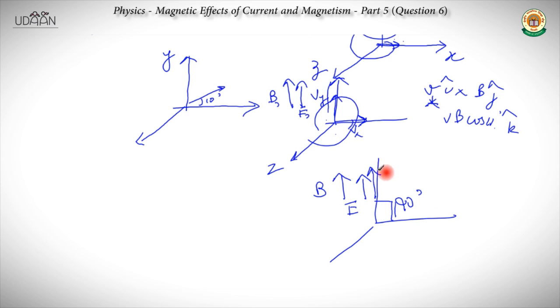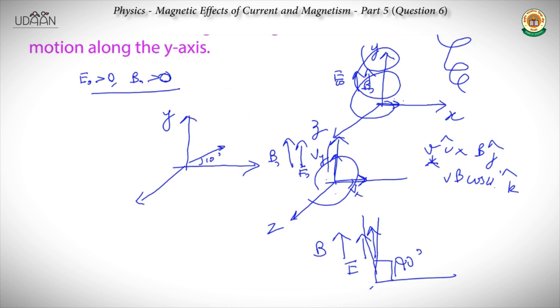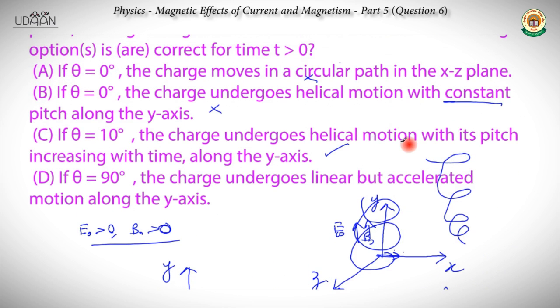Since only the electric force is acting, it will accelerate the particle, hence it will move linearly along the y-axis with increasing velocity, hence accelerated motion. So option D is also correct for us. So basically option C and option D are correct.